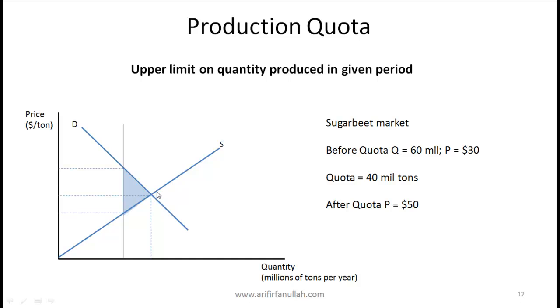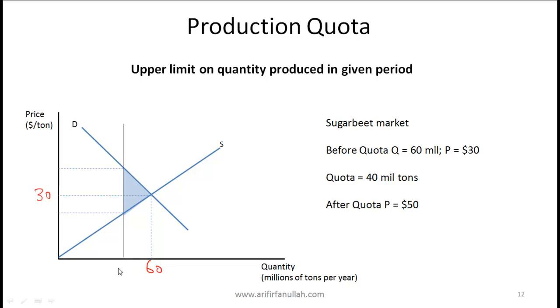So let's say we are talking about the sugar beet market, and as always we have our regular demand curve and supply curve. Before any quota or production quota is imposed, the equilibrium quantity is 60 and the price is 30. Now let's say the government succumbs to pressure from the sugar beet association and imposes a production quota of say 40 million tons. So this is our new production quota.